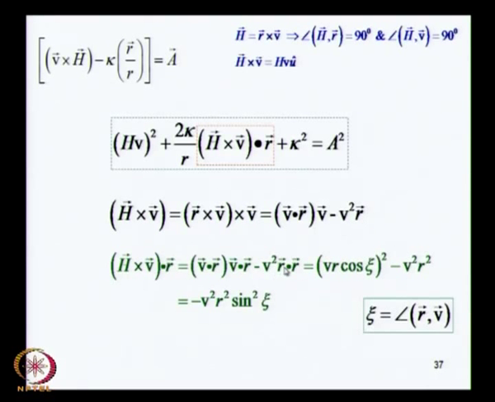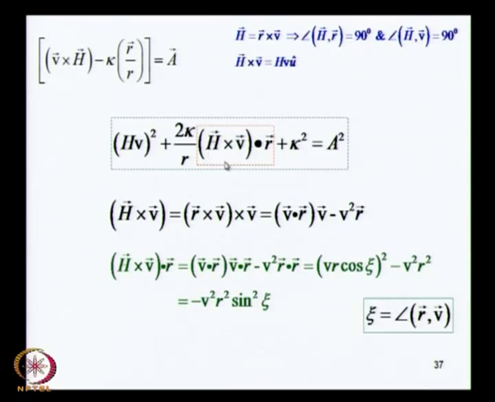So, this is minus v square r dot r, and if the angle between v and r is xi, then v dot r is v r cosine xi. So, you get the square of this because there are 2 of these terms. So, it is v r cosine xi, squared, and you have got a v square r square over here. So, you can take the v square r square as common and recognize that 1 minus cos square xi is sin square xi. So, you get the minus sign common and the result is minus v square r square sin square xi. Okay. So, this is what we get for this term over here.